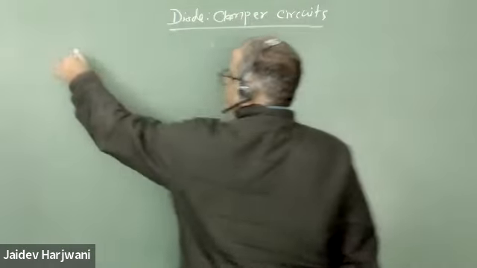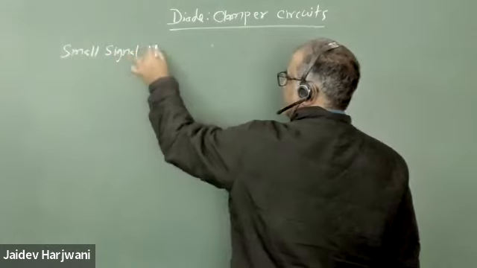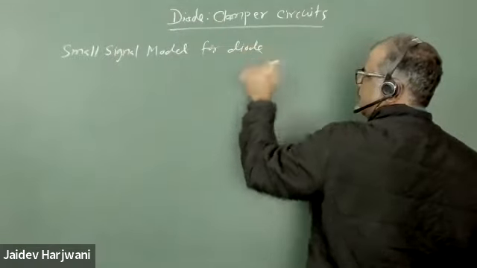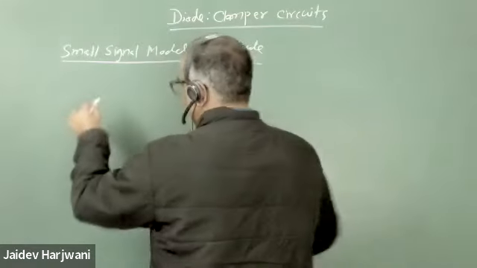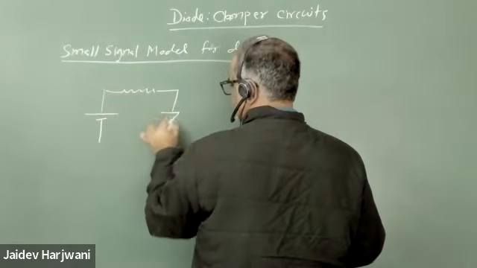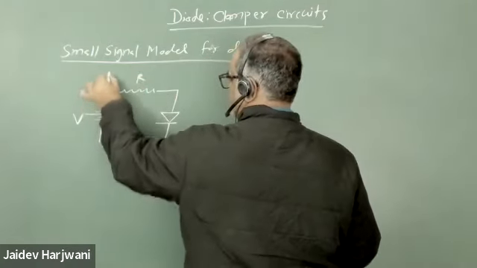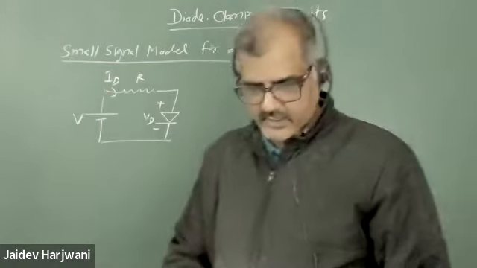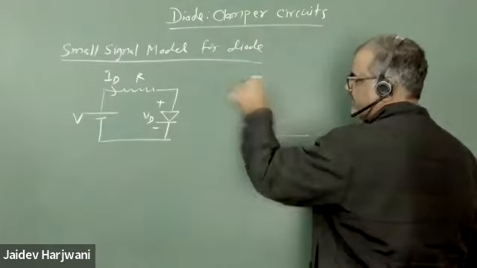Small signal model of diode. Now, what is a small signal model for a diode? For example, I have a resistance R and I apply voltage V. Here with resistance R, current ID is flowing in the circuit, and there is a voltage drop VD across the diode. Now let me look at my diode's IV characteristics.